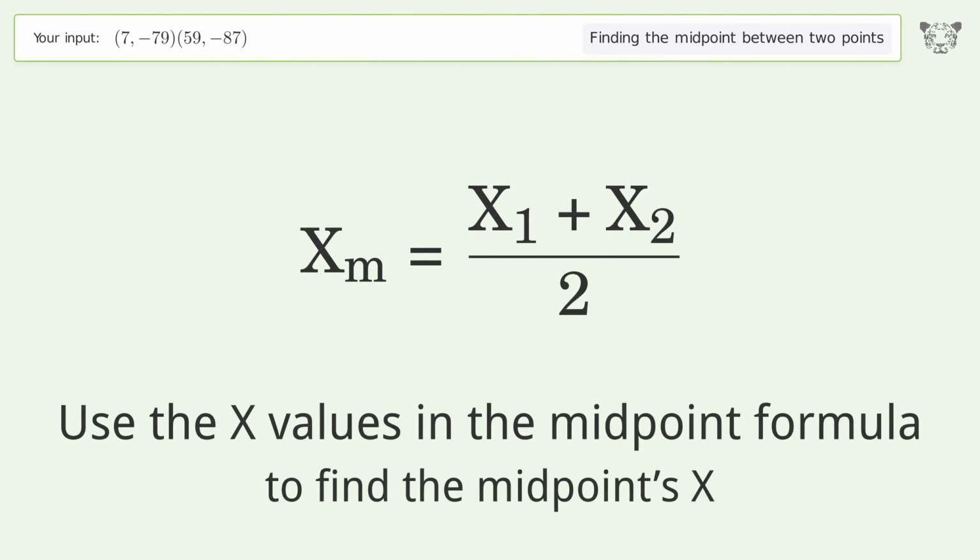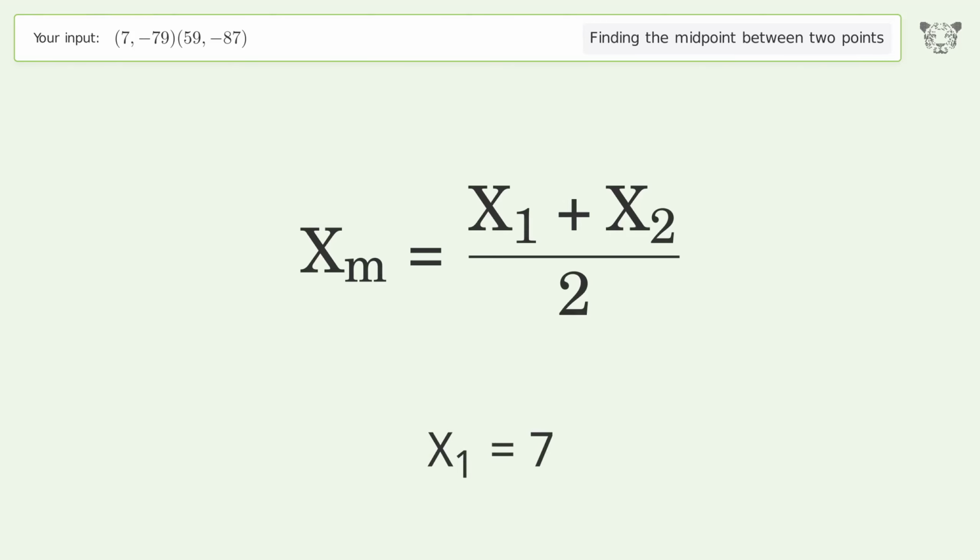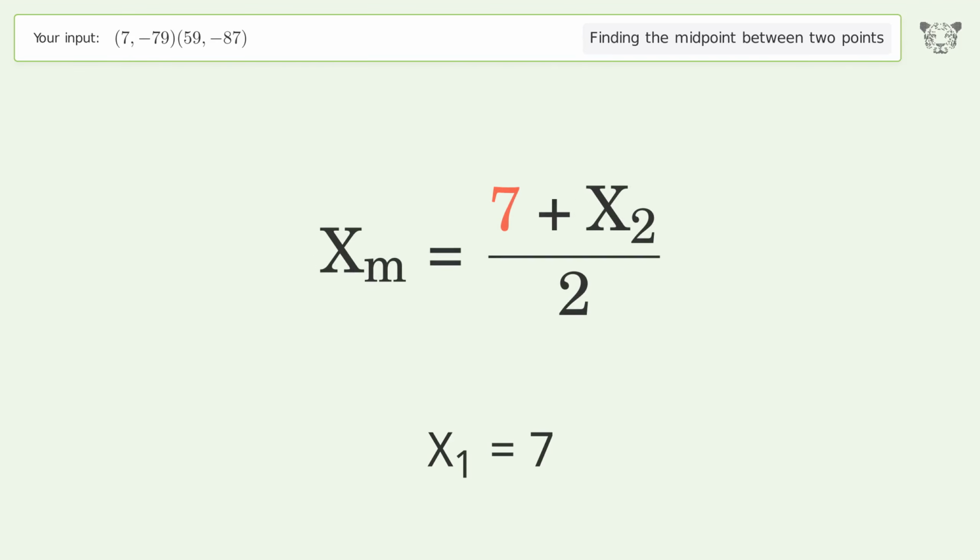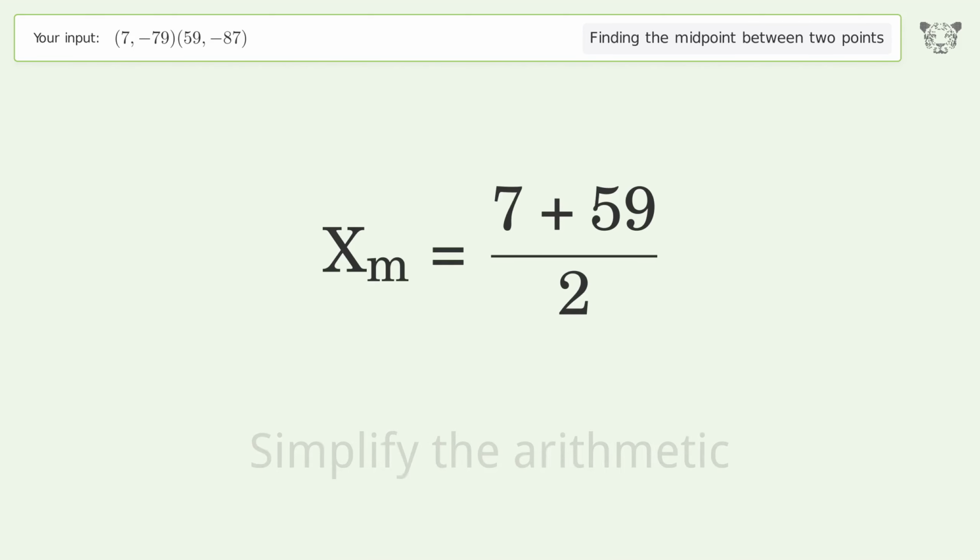Use the x values in the midpoint formula to find the midpoint's x. x1 equals 7. x2 equals 59. Simplify the arithmetic.